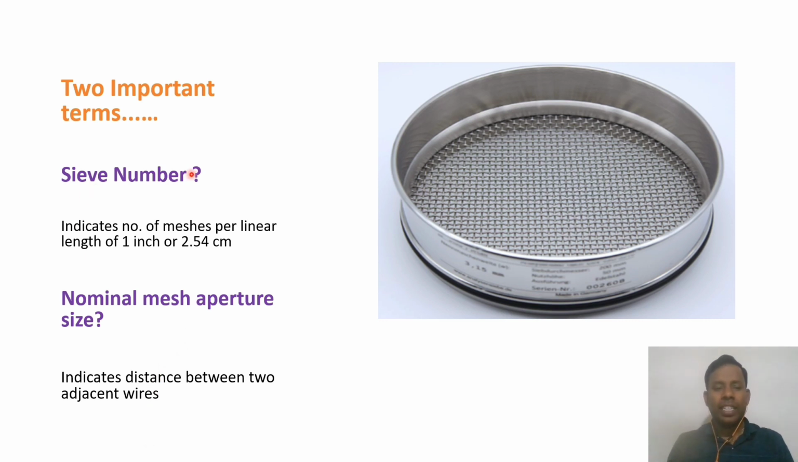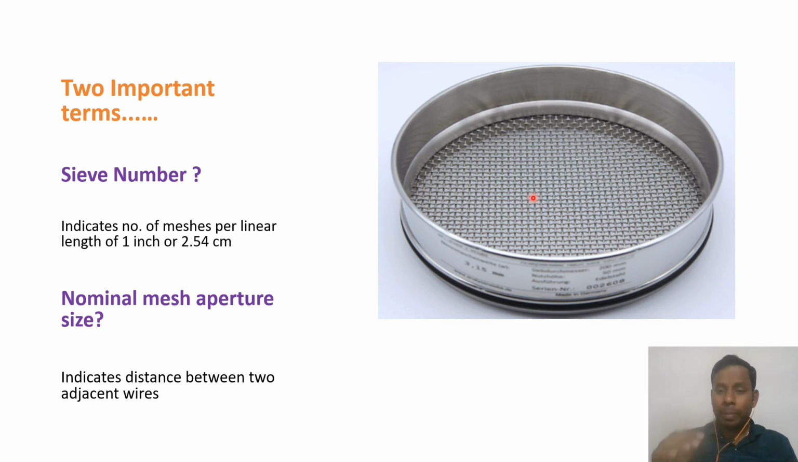Sieve number indicates the number of meshes per linear length of 1 inch, or 2.54 centimeter. So this is a sieve, and in this sieve many holes are there. Sieve number indicates how many holes or meshes are there in 1 inch, because we know 1 inch is equal to 2.54 centimeter. Sieve number 10 means in 1 inch 10 meshes or holes will be there. Sieve number 60 means in 1 inch 60 holes will be there.